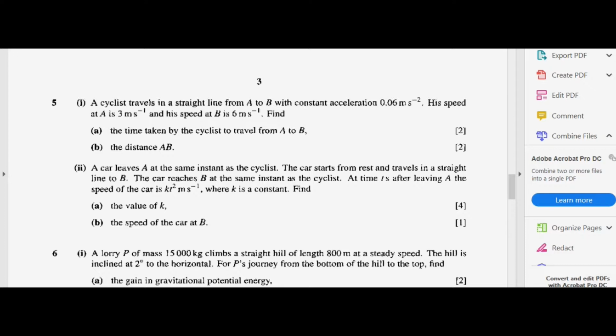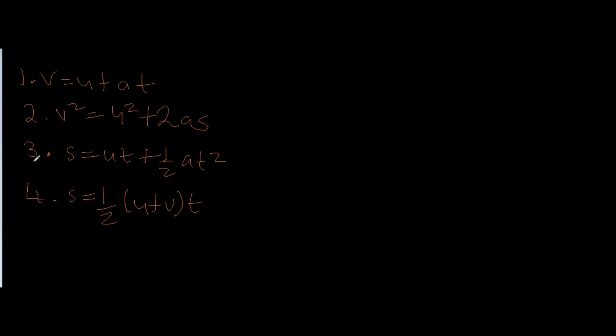Well, the first thing that you have to understand about this question is this is constant acceleration. So whenever you're doing a mechanics question and you see the phrase constant acceleration, what that tells you is we're going to be applying one of these four equations of motion. v is equal to u plus at, v squared is equal to u squared plus 2as, s is equal to ut plus half at squared, and s is equal to half of u plus v times t.